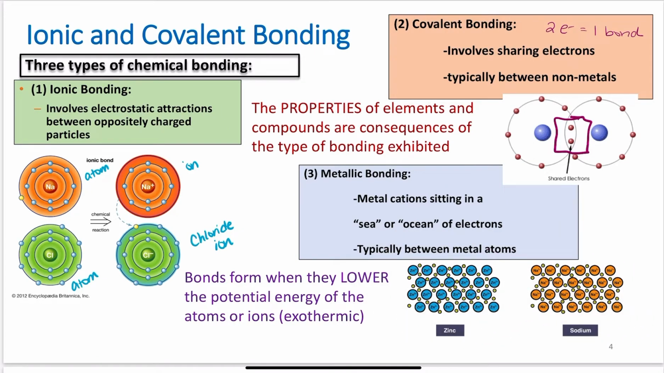The electrons are able to flow around freely. This is what allows metals to conduct electricity so well, conduct heat so well. The electrons are able to freely flow.